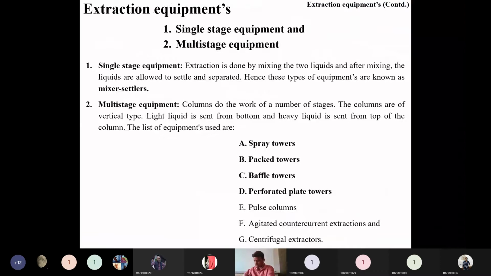Then what are the equipments which are there for extraction? To carry out this extraction process, we just discussed there are three steps required. But there should be some industrial device to contact the two phases: one is the heavy phase, the next one is the light phase.